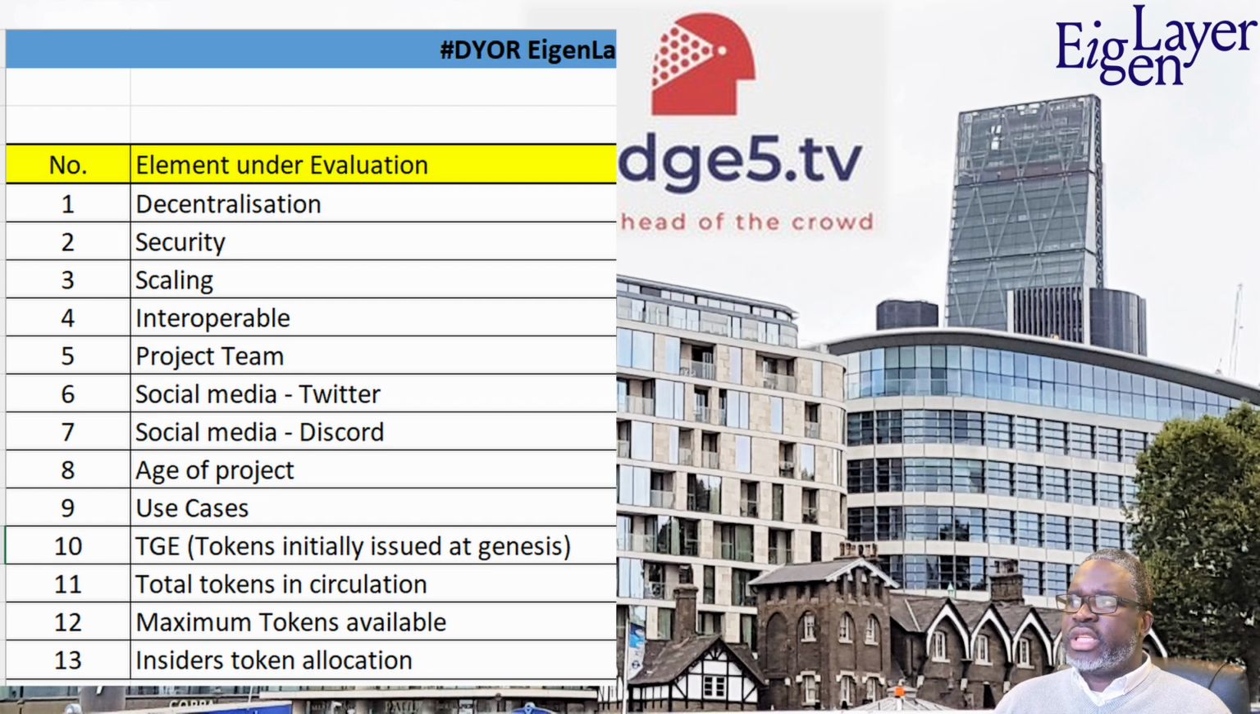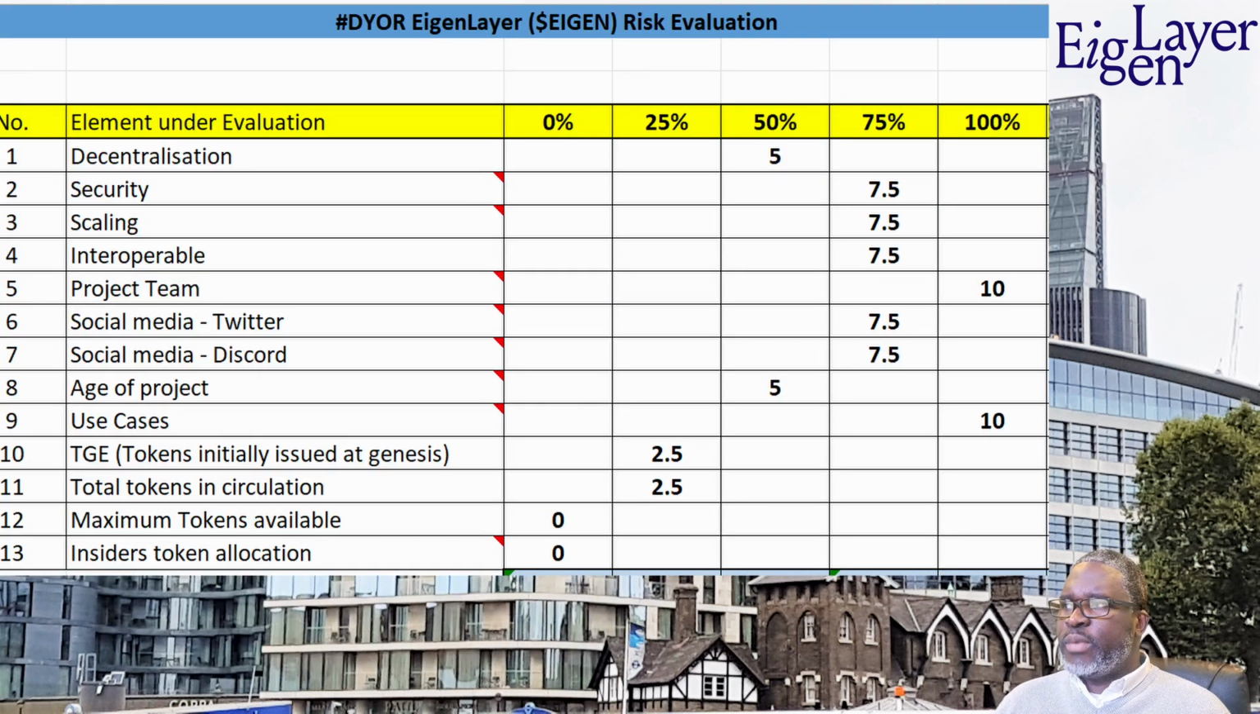So let's start with decentralization. We gave Eigenlayer 5 points out of 10, security 7.5 points out of 10, scaling 7.5 points, interoperability 7.5 points, project team 10 points out of 10, social media presence via X, formerly Twitter, 7.5 points, social media presence via Discord 7.5 points. Age of the project, relatively new, but the protocol itself is a few years old, 5 points out of 10, use cases 10 points out of 10, tokens issued at project launch 2.5 points out of 10, total tokens in circulation at the time of recording 2.5 points out of 10, maximum tokens available 0 points out of 10, and insider token allocation 0 points out of 10.